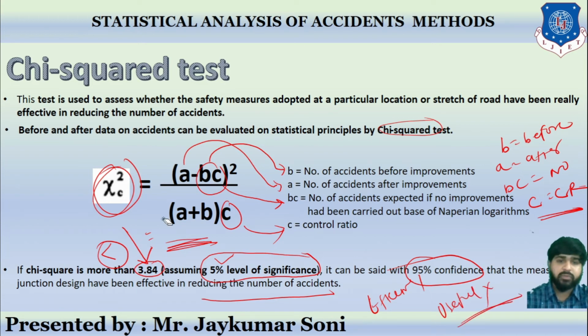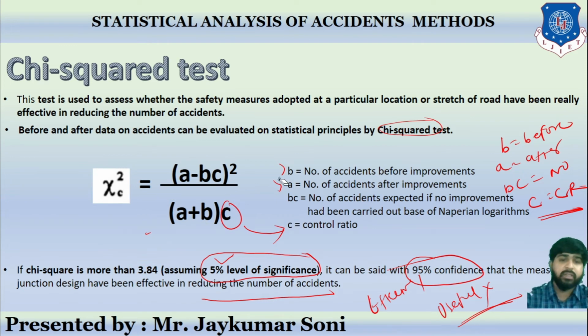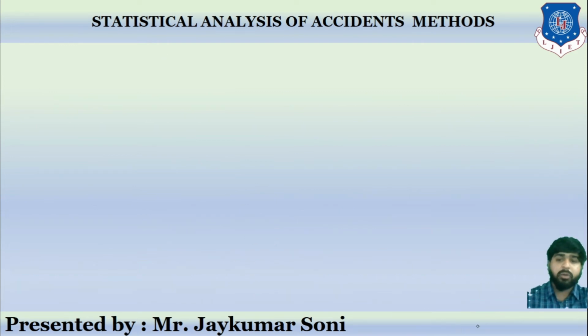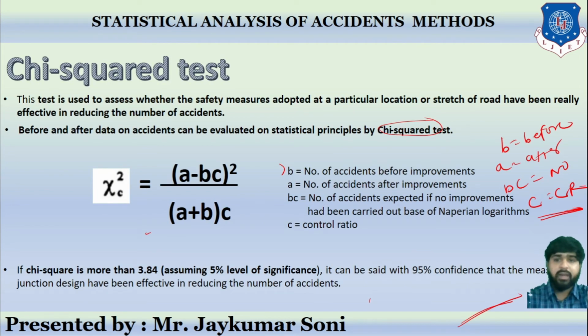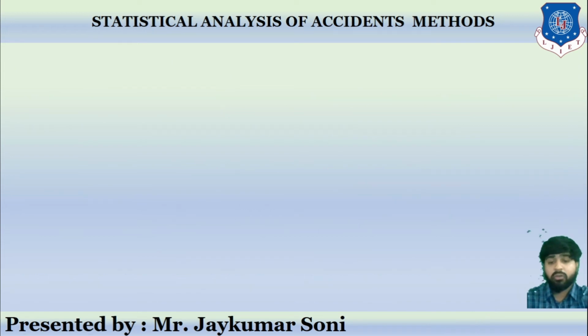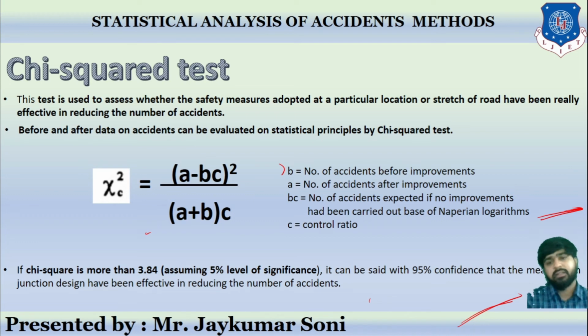Let me repeat it once again, friends, for you. Chi-square method is used to test whether the measures which are established are appropriate or not. Its equation is chi-square equal to (A minus BC) whole square by (A plus BC). B stands for number of accidents before, A stands for number of accidents after, C is the control ratio. And if this chi-square is more than 3.84 with 5% level of significance, then we can say with 95% confidence that the measures which have been established are very effective.